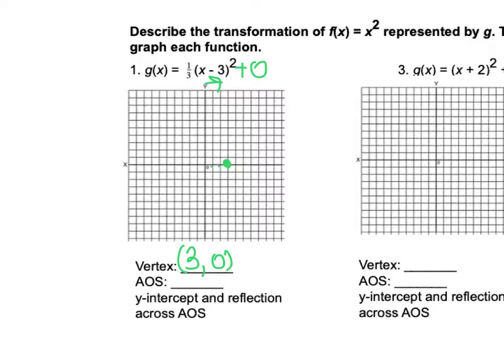Now, my axis of symmetry is a vertical line through that point. Vertical lines are always in the form x equals. Okay, so if I draw that vertical line in here, right through here, like that, I'm going through x equals 3, which is also the x value of our vertex. So that's x equals 3.